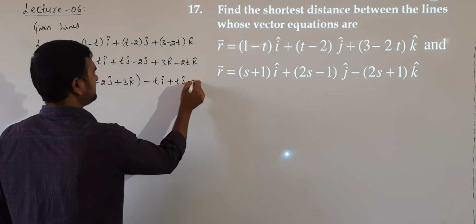Next, b1 bar is the parallel vector to the first line, minus i plus j minus 2k, and b2 bar is the parallel vector to the second line, i plus 2j minus 2k. So we know a1, a2, b1, b2. So how to find the distance between two lines? Shortest distance d is equal to (a2 minus a1) dot (b1 cross b2) divided by the magnitude of b1 cross b2.